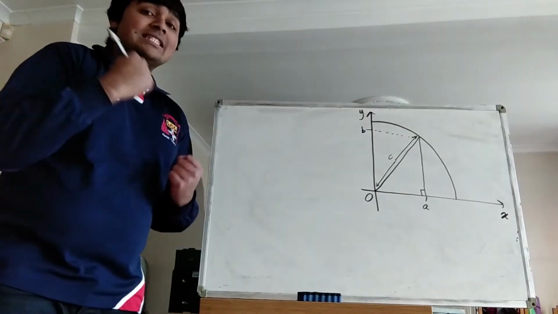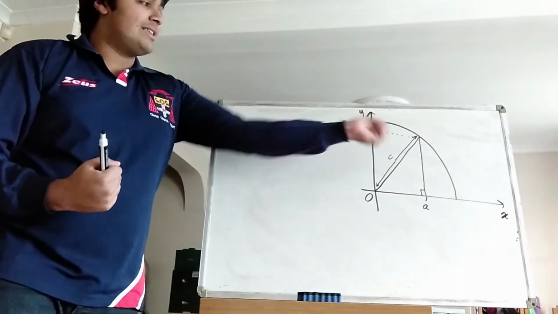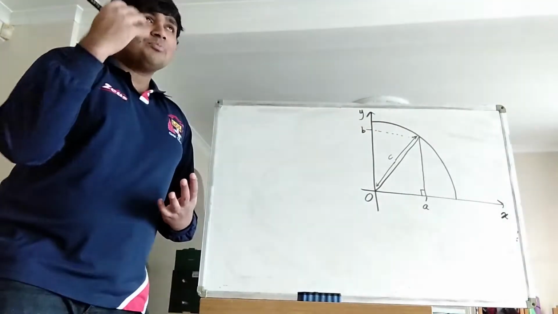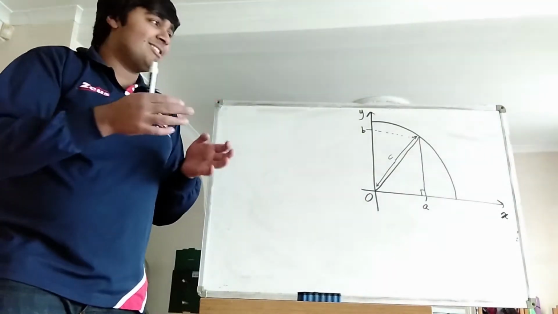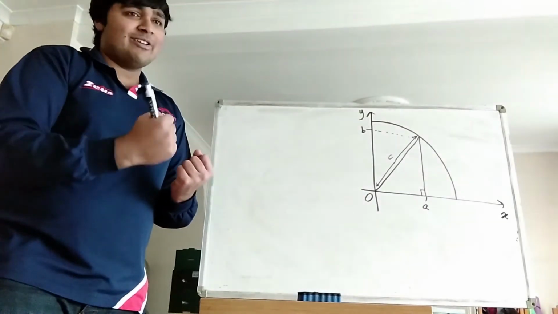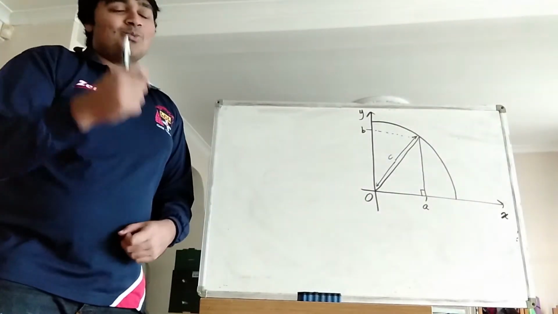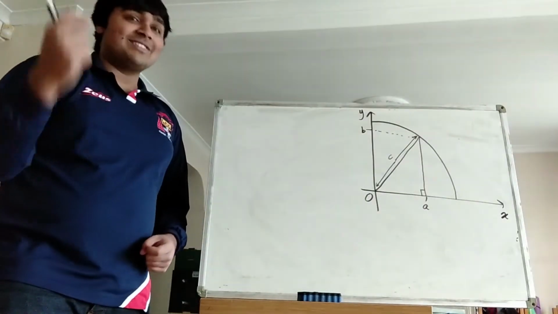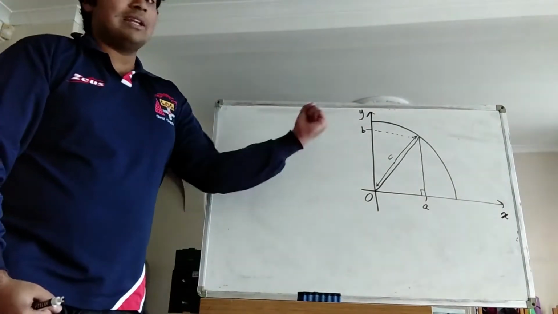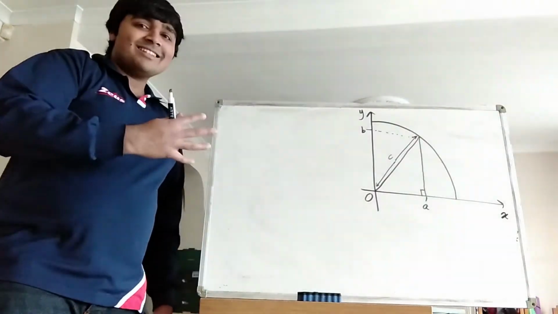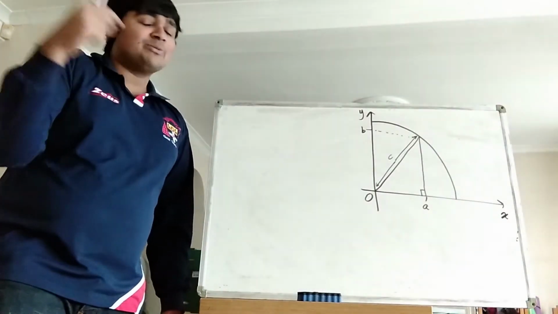Now what we want to do is derive the equation of this quarter circle. Now, you probably already know what the equation of a circle is. It's x minus the x coordinate of the centre squared, plus y minus the y coordinate of the centre squared, equals radius squared. So in this case that would be x squared plus y squared equals c squared. But to derive that, generally we use Pythagoras' theorem.